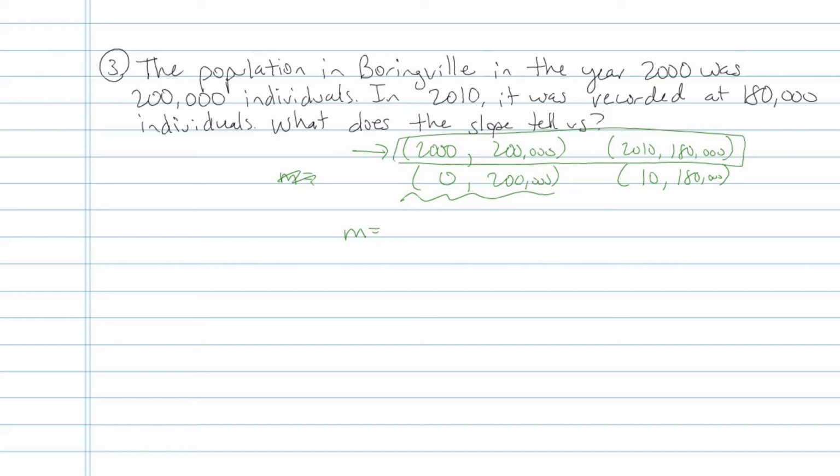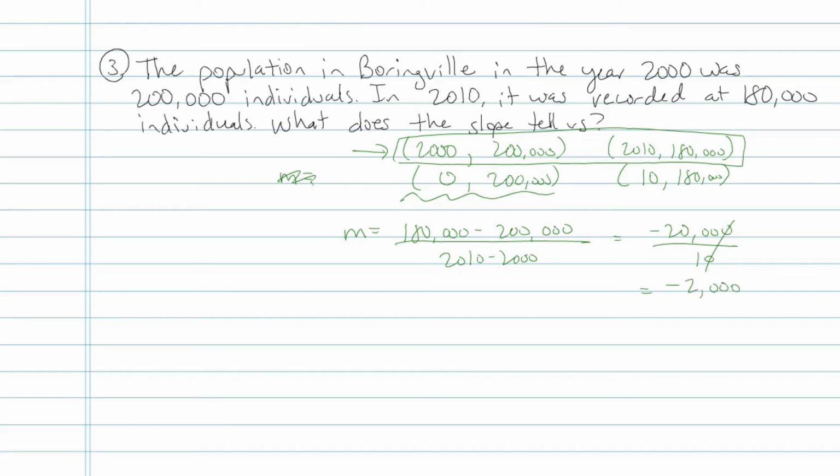Okay, so I'm going to do y2 minus y1 divided by x2 minus x1. Okay, simplifying on top, I have -20,000. The bottom, I have 10. Reducing that, I'm getting -2,000. Okay, that's what my slope is, -2,000.